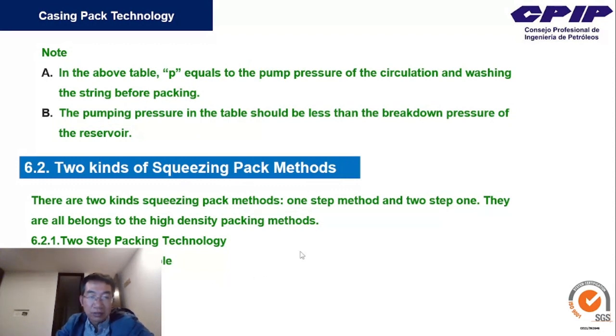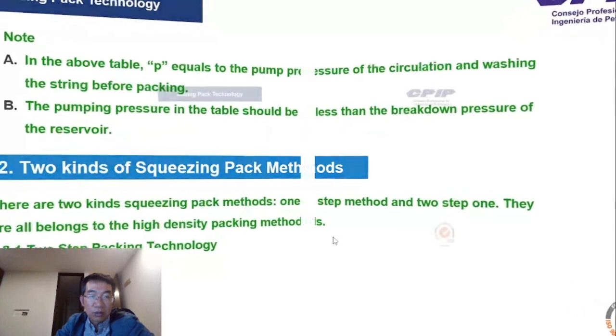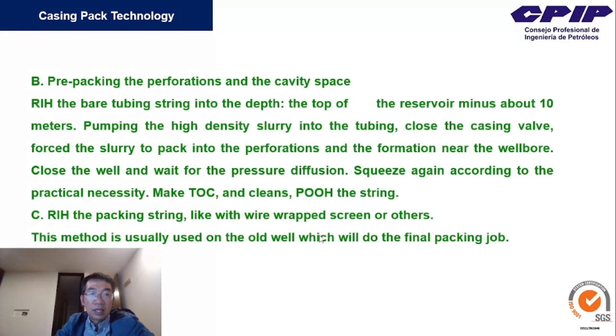Two-step packing method technology: preparing the borehole and pre-packing the perforations and the cavity space, running in hole the bare tubing string into the depths. The top of the reservoir measures about 10 meters. Pumping the high-density slurry into the tubing. Close the casing valve. Force the slurry to pack into the perforations and the formation near the wellbore.